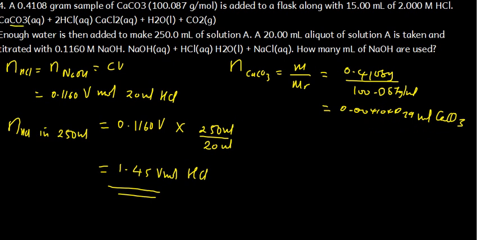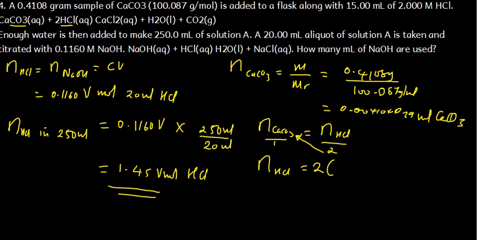So using the first reaction, the number of moles of calcium carbonate over 1 is equal to the number of moles of hydrochloric acid over 2, because of the mole ratio. But we want to determine the number of moles of hydrochloric acid, so we multiply the number of moles of calcium carbonate by 2. The number of moles of calcium carbonate we've already determined as 0.004104429, and this gives us 0.008208858 moles of hydrochloric acid.